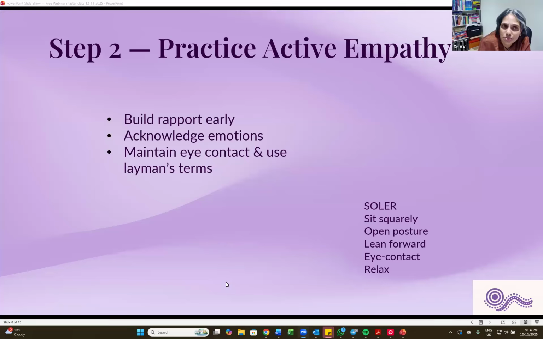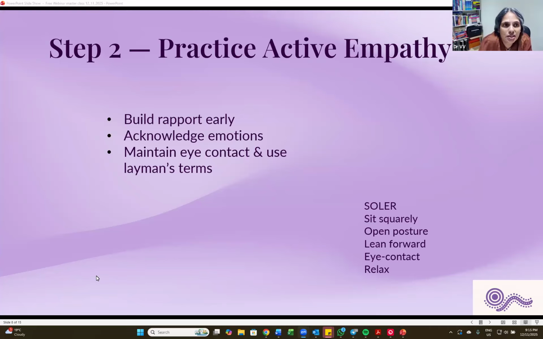Maintain eye contact. You must maintain eye contact. They will mark you down if you don't. And use layman's terms. So every explanation that I wanted to do, I actually practiced. I recorded myself and then I heard it myself to see whether I would be happy if someone explained to me like that. And that actually worked for me.